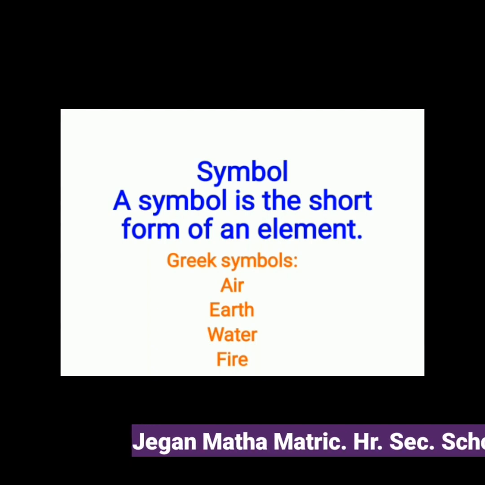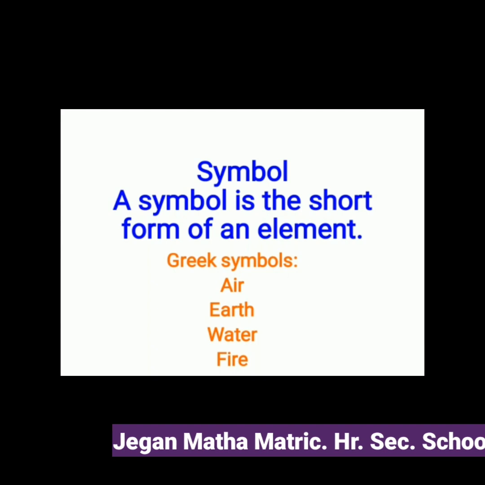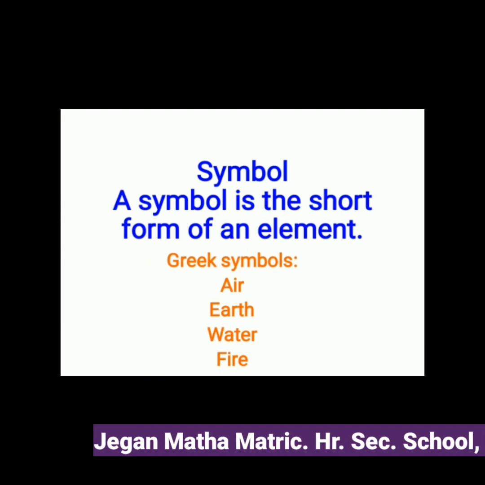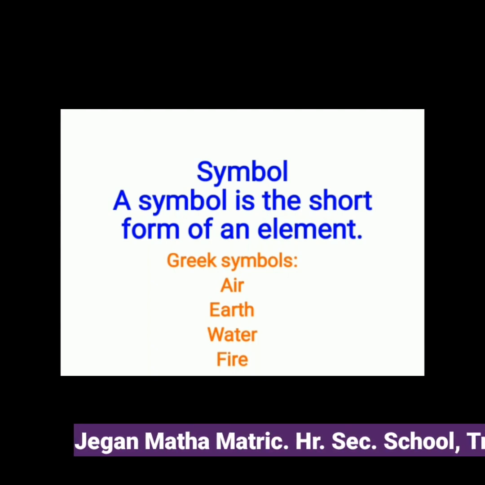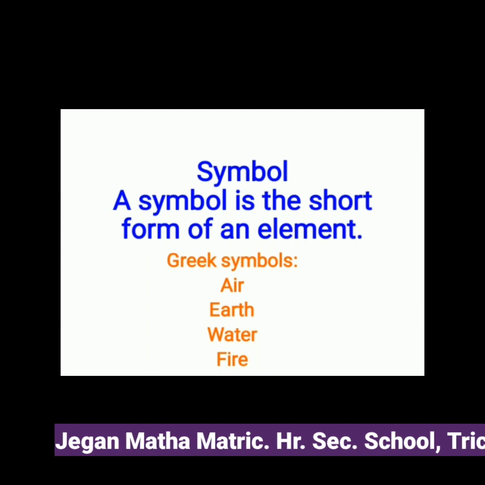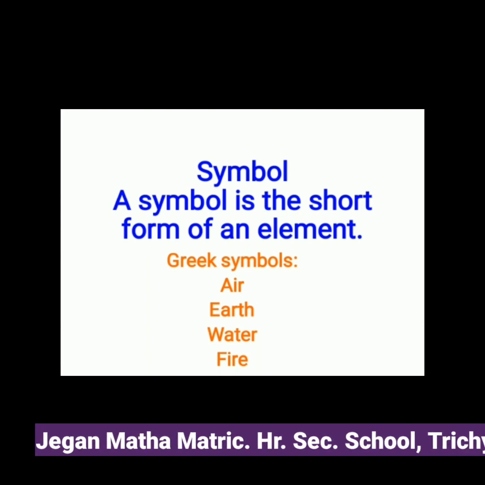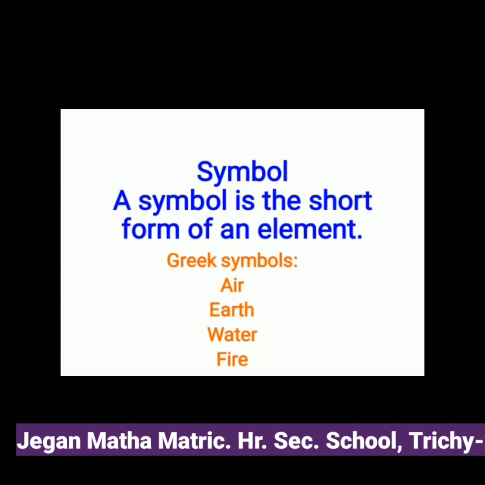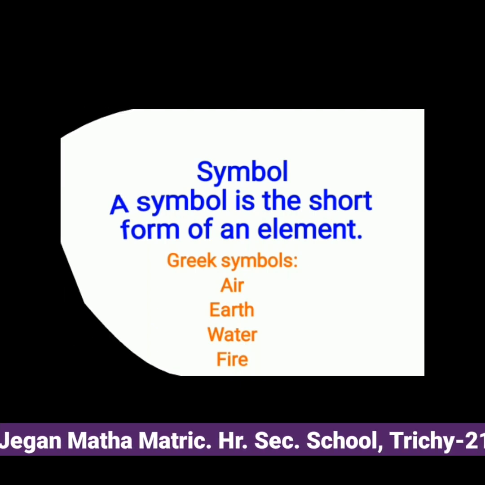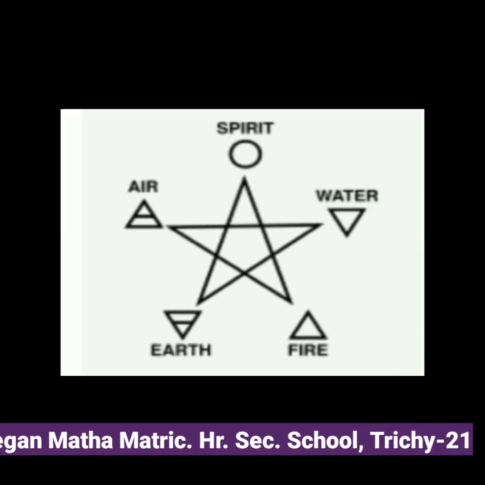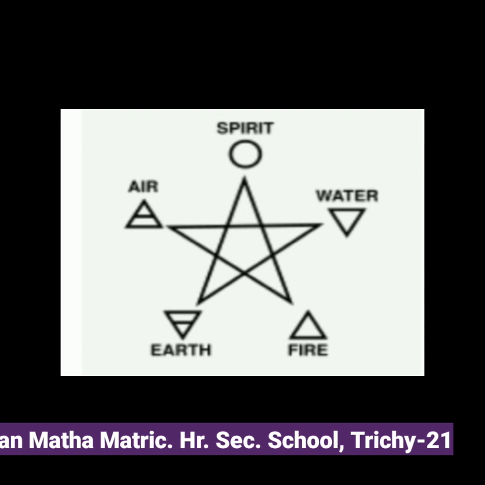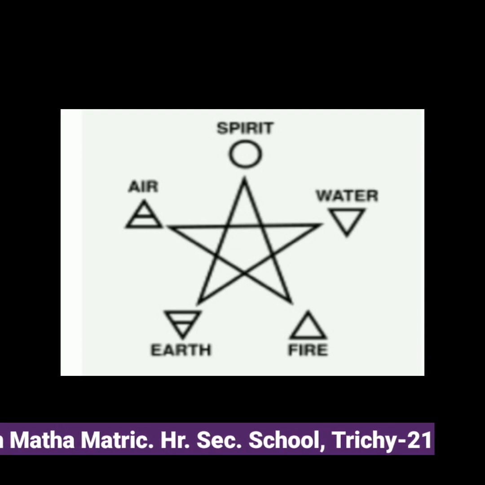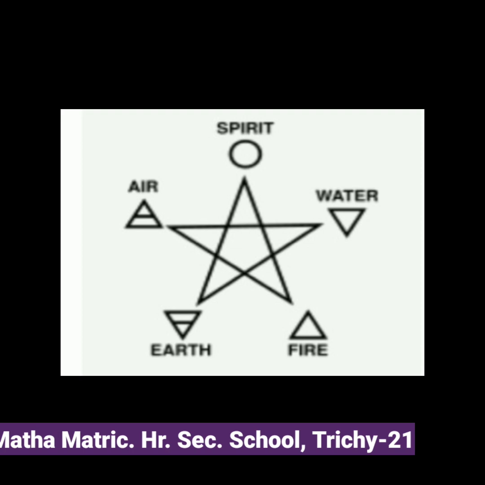First one, Greek symbols. The symbols in the form of geometrical shapes were those used by ancient Greeks to represent the four basic elements. What are the four basic elements? Such as earth, air, fire and water.